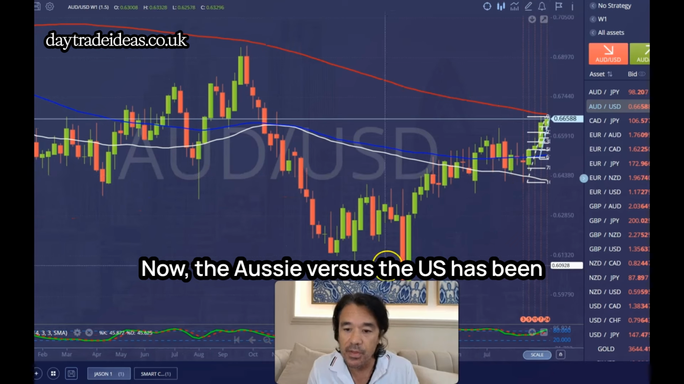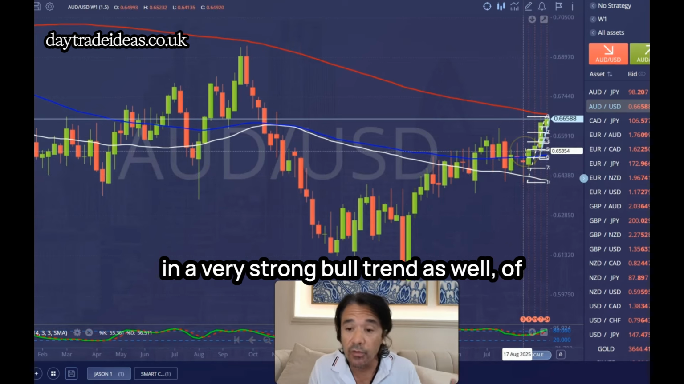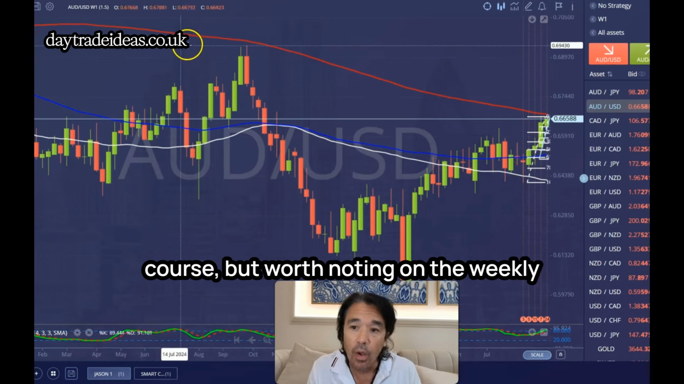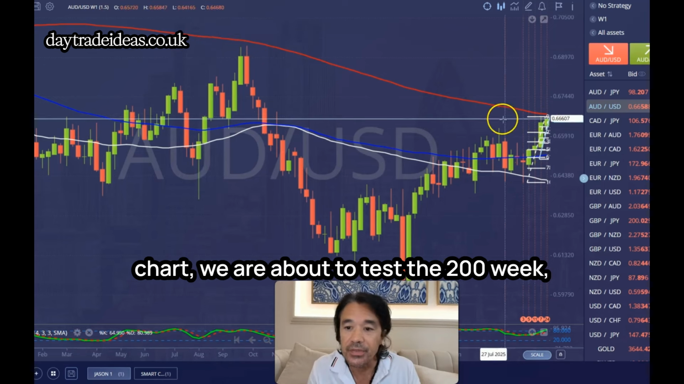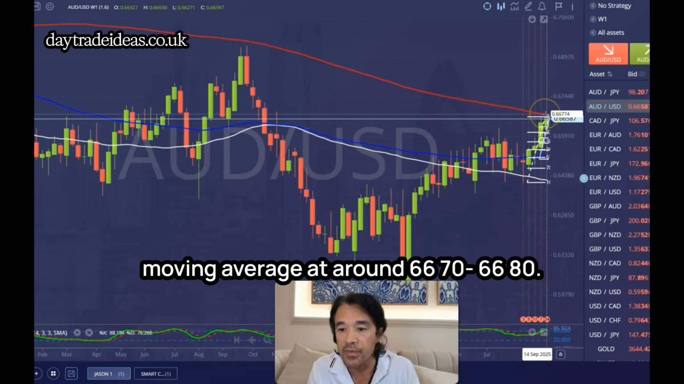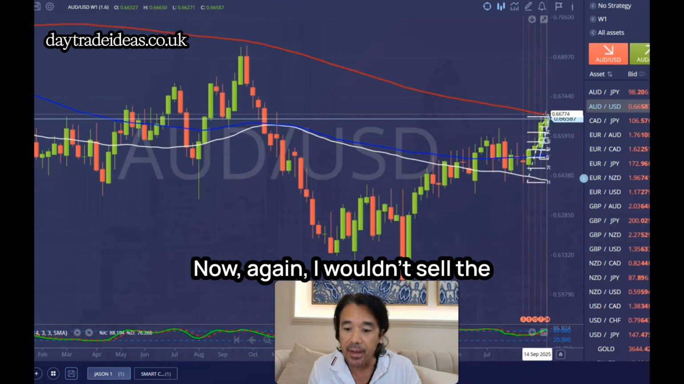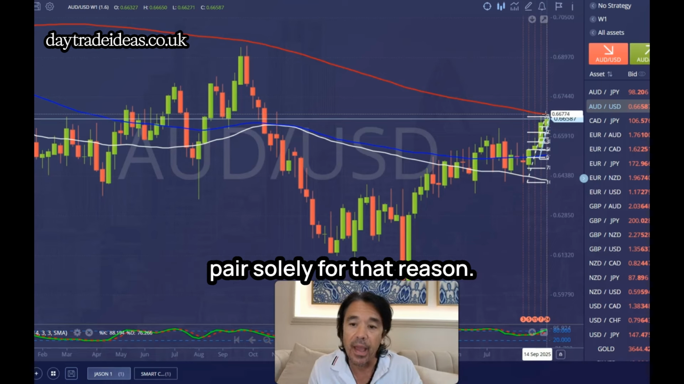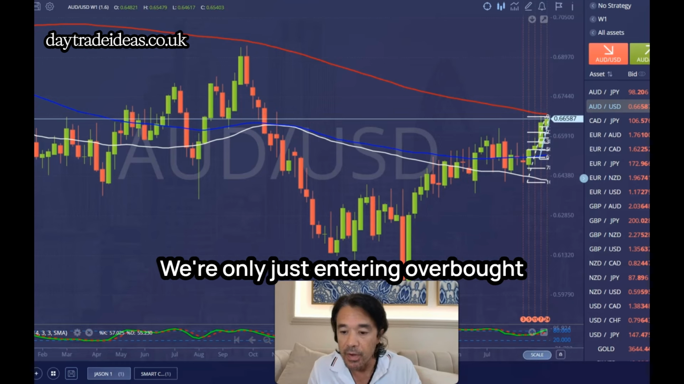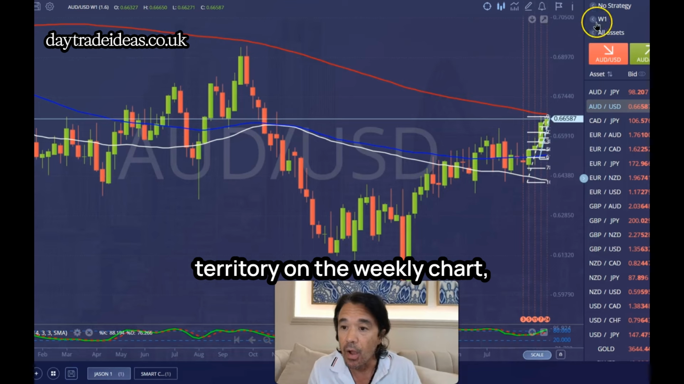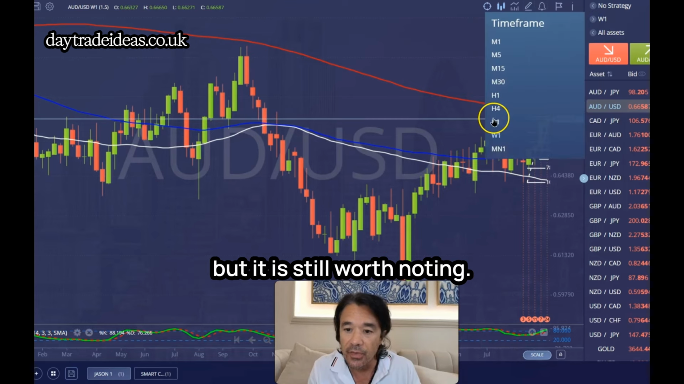Now, the Aussie versus the US has been in a very strong bull trend as well, of course, but worth noting on the weekly chart, we are about to test the 200-week moving average at around 66.70, 66.80. Now, again, I wouldn't sell the pair solely for that reason. That's the only resistance level we're hitting. We're only just entering overbought territory on the weekly chart, but it is still worth noting.